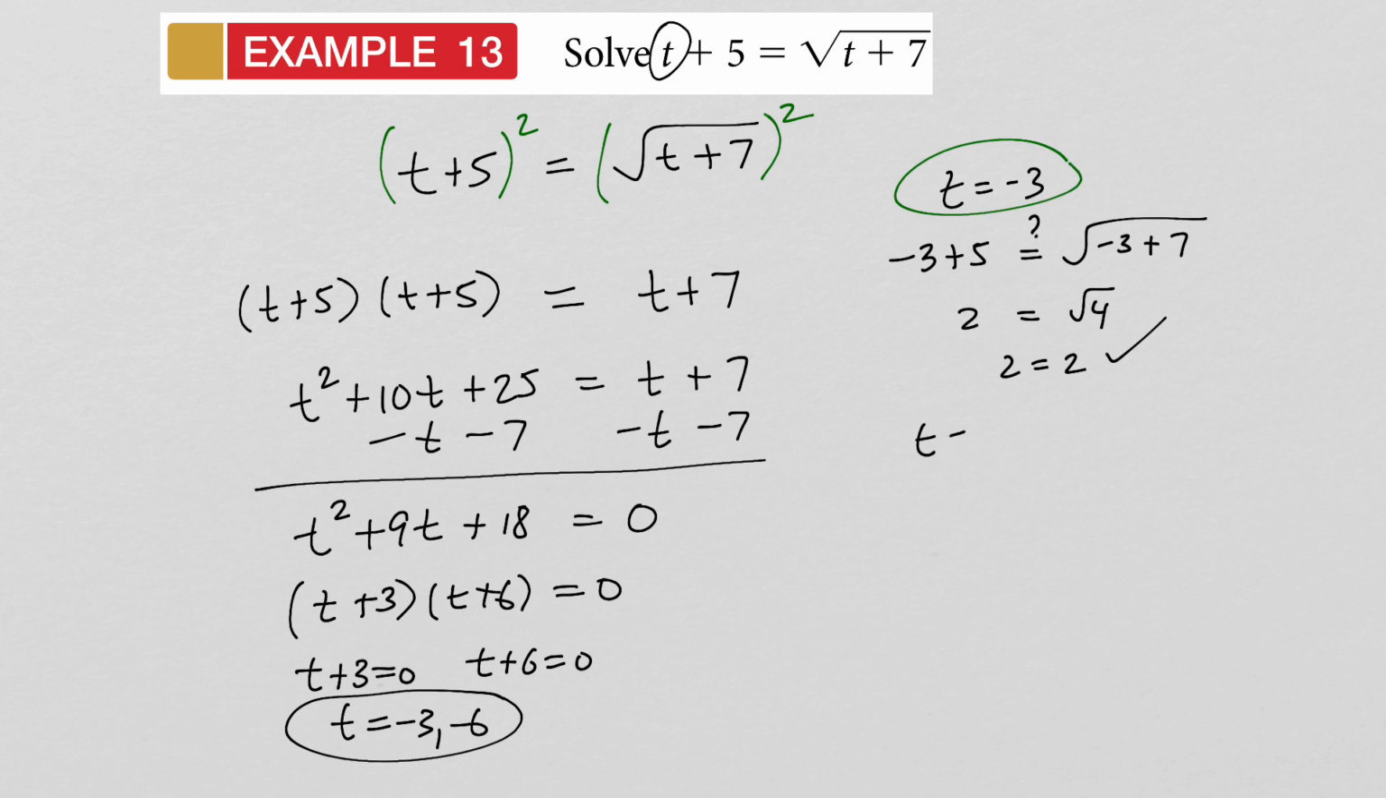If t equals negative 6, we get negative 6 plus 5 is equal to the square root of negative 6 plus 7. This says negative 1 equals the square root of 1, or negative 1 equals 1. And of course, this is not true. So the only answer here is t equals negative 3.